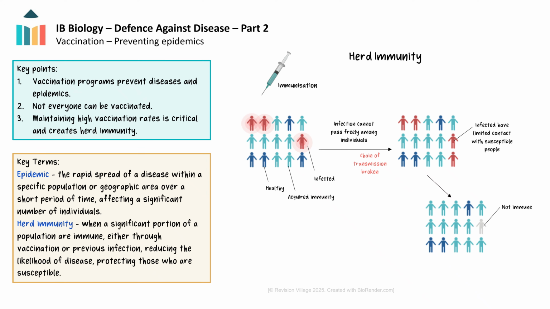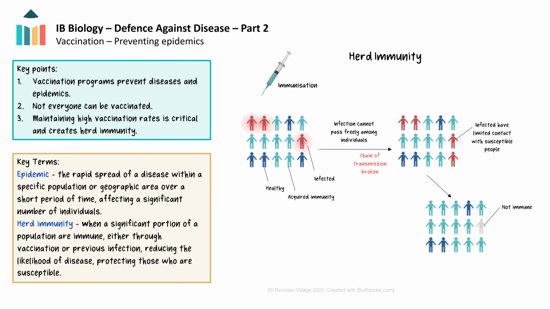The individuals in light blue have acquired immunity in the population. If the pathogen appears, it cannot pass freely among individuals and the chain of transmission is broken. The infected individuals have limited contact with susceptible people. So, if an individual is not immune and the population is, there is little chance that individual will become infected.